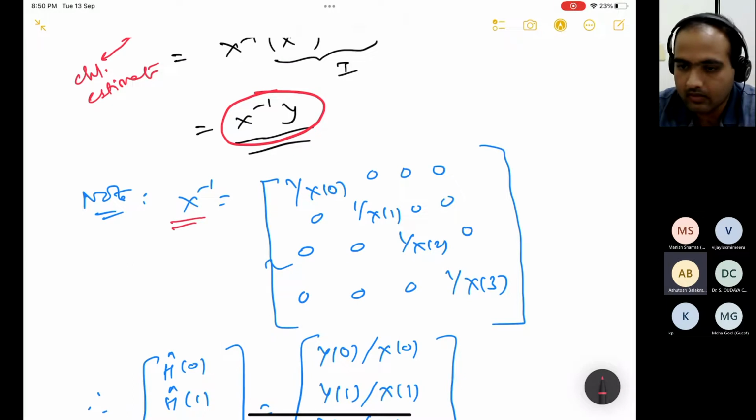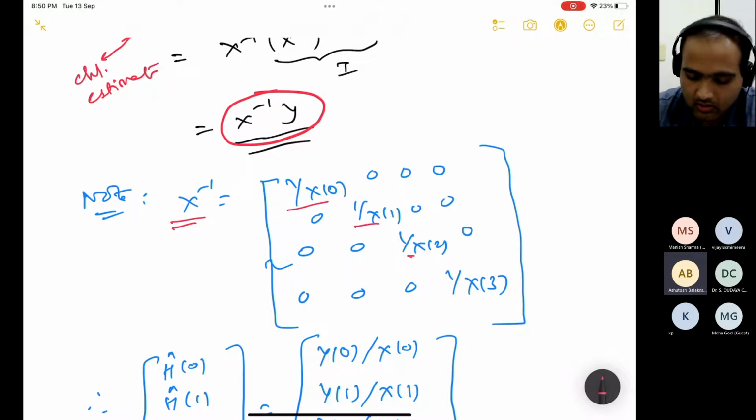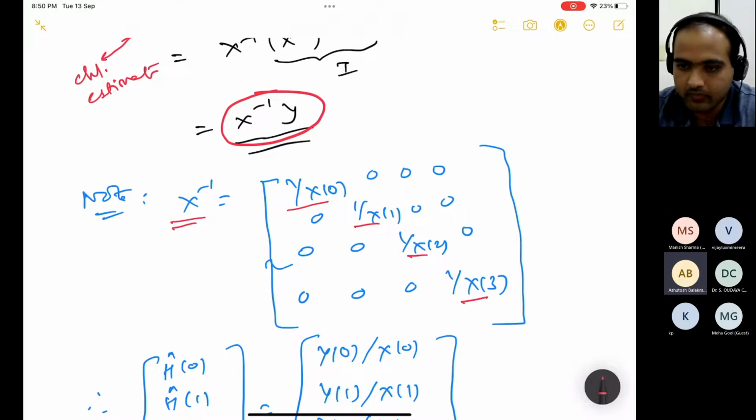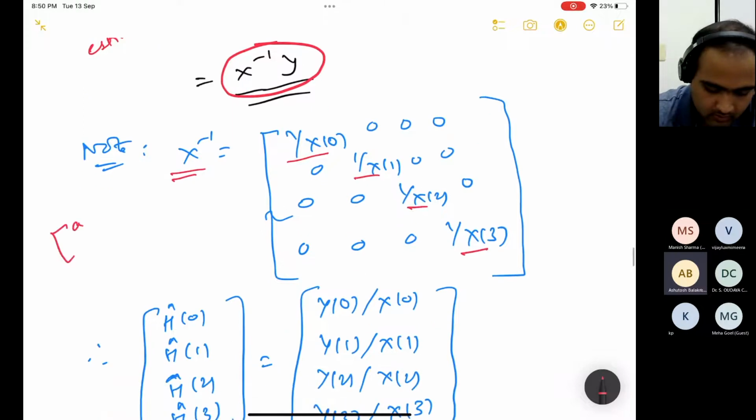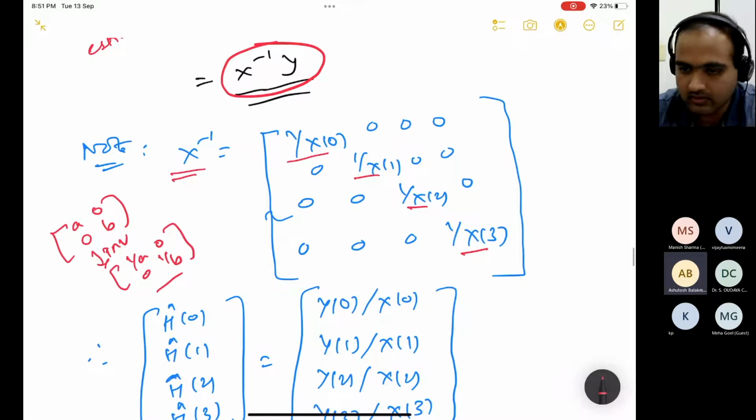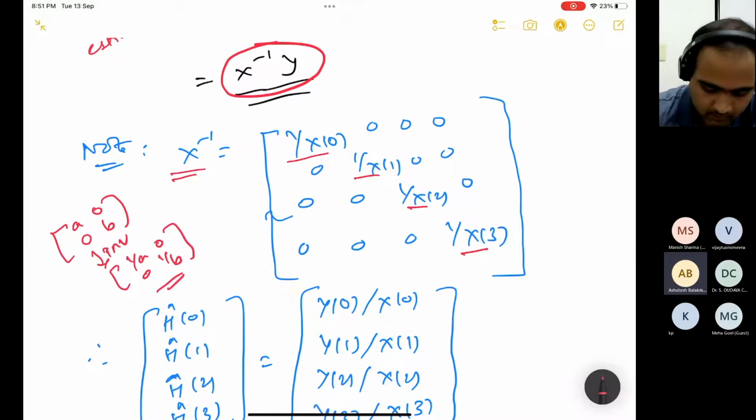So what we are getting is that h hat is simply x inverse y, that's it. Now, what is x inverse? For any diagonal matrix, x inverse will simply be the inverse of all its diagonal elements, that is, 1 upon that element. So this is the multiplicative inverse of each diagonal element, and this is the property for any diagonal matrix of any size. If you have A, 0, 0, B, and you take its inverse, you will have 1 by A, 0, 0, 1 by B. You can check it with the cofactor method.